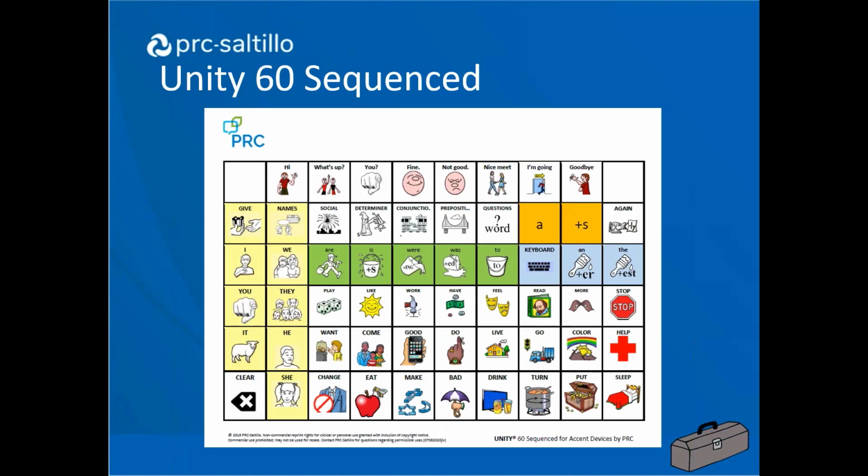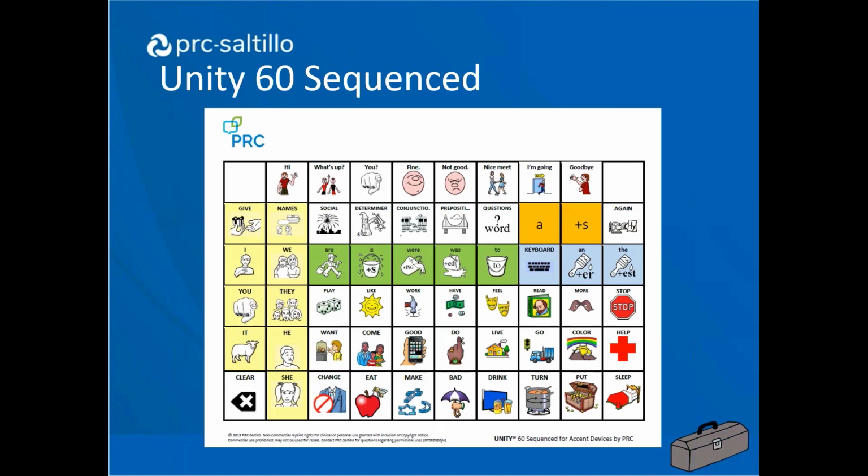I'm going to, Heather, switch the screen for me so that we have that Unity 60 sequence showing in a more easy to read format, we'll say. I'm not sure what happened to that previous image, but we'll have to fix that. This is a manual board that you have access to in your materials tab as well. So this is just a little clip that shows you Unity 60 sequenced as the vocabulary.